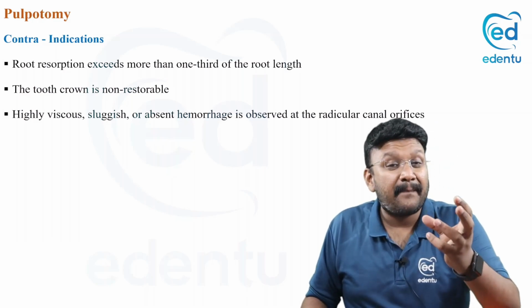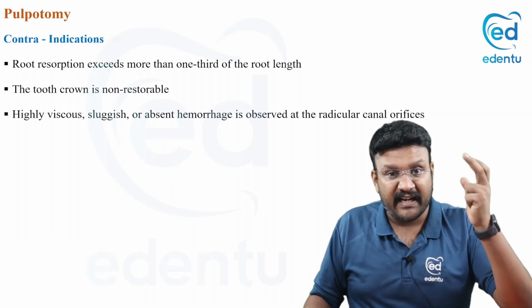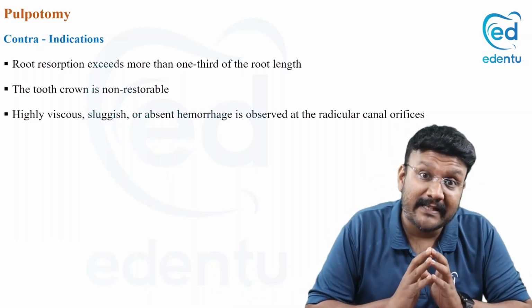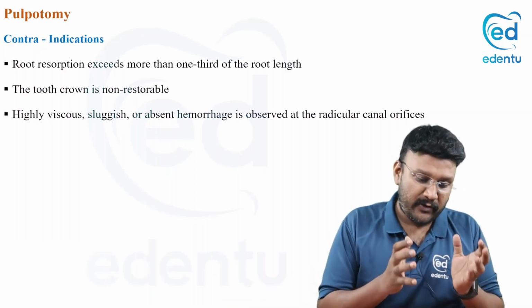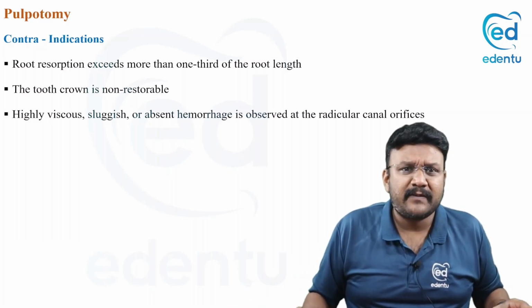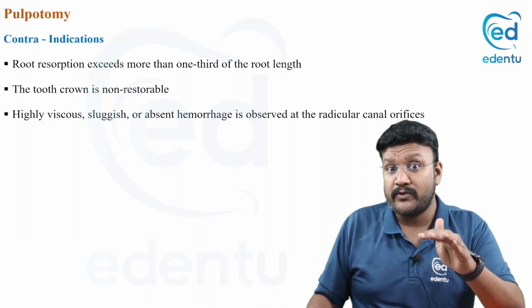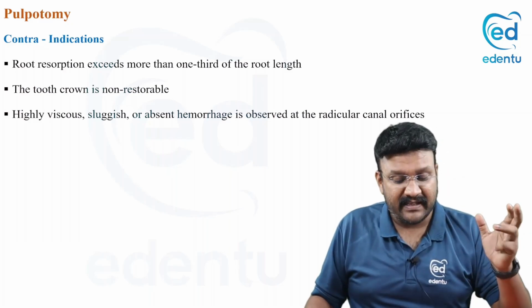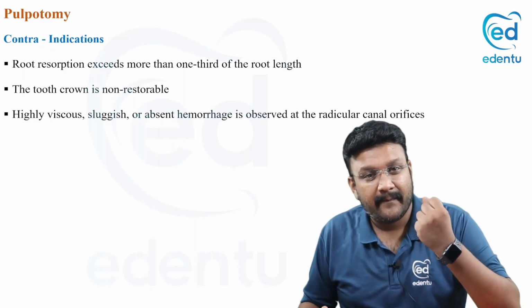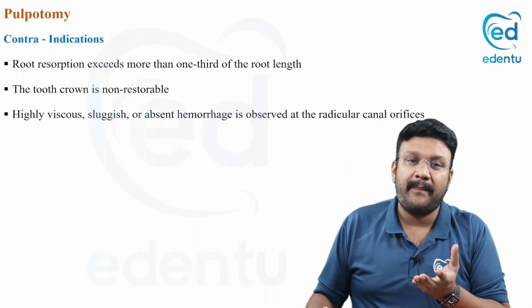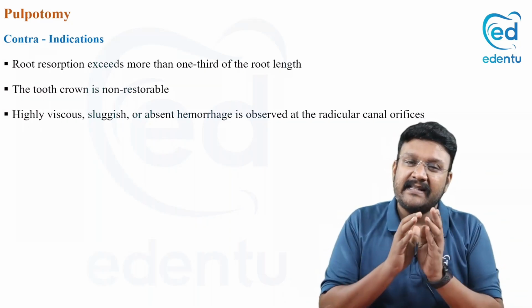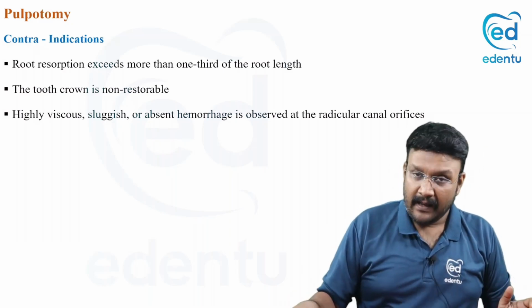Then next is the blood. If it is highly viscous, sluggish, or there is absent hemorrhage. Absent hemorrhage means there is no hemorrhage at all when you do an access cavity and remove the roof of the pulp chamber, which means that the tooth is non-vital. In such cases, you are not supposed to do a pulpotomy. If it is highly viscous, sluggish, or dark red bleeding, that shows the entire pulp is infected. In such cases, where you are not able to control the bleeding, don't attempt a pulpotomy.